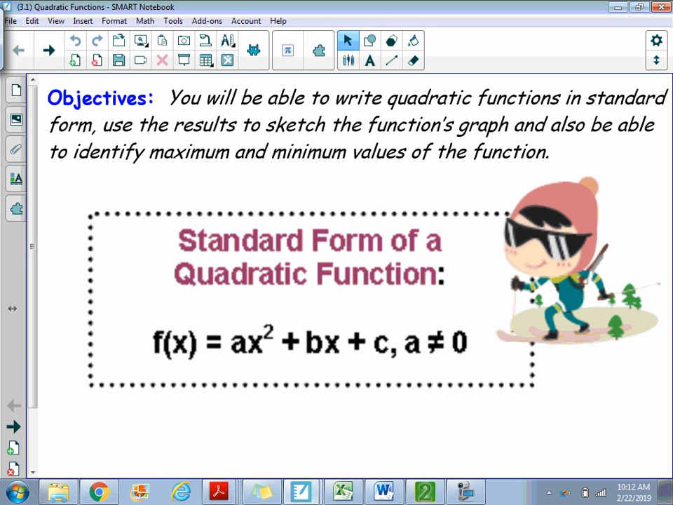Ladies and gentlemen, today we're going to talk about the standard form of a quadratic equation, and then we're going to talk about how we're going to go back and forth between the standard form and the vertex form, because there's good uses for both. Let's think about this before we start.